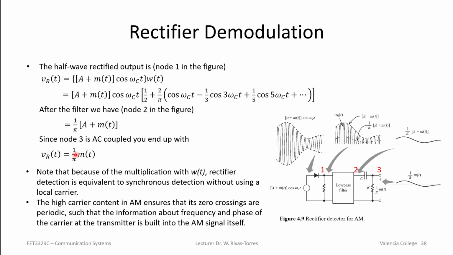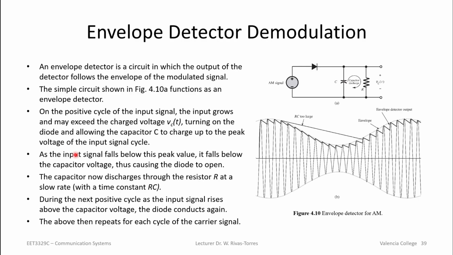Okay, and that is pretty much the way a rectifier demodulator works. We also have an envelope detector. The envelope detector still uses a diode, right? But the idea here is you want to put a capacitor, an RC circuit, after it, right? A parallel RC circuit.